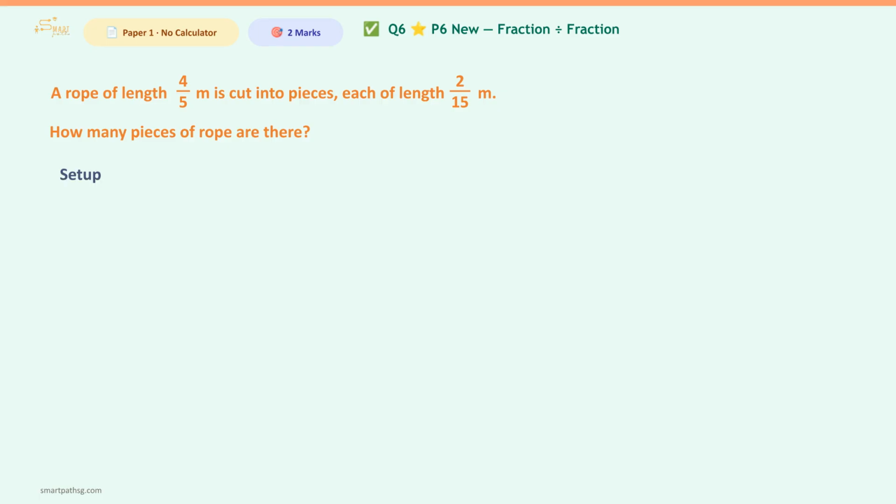Step 1. Setup. We set it up as division. 4/5 divided by 2/15. Step 2. Flip and multiply. Apply our single rule. Flip the divisor, then multiply. The divisor is 2/15. We flip it to 15 over 2. The problem becomes 4/5 times 15 over 2.